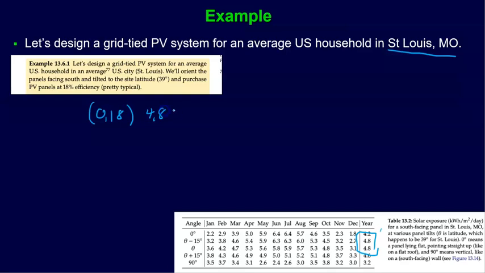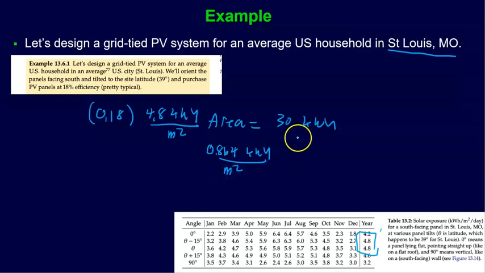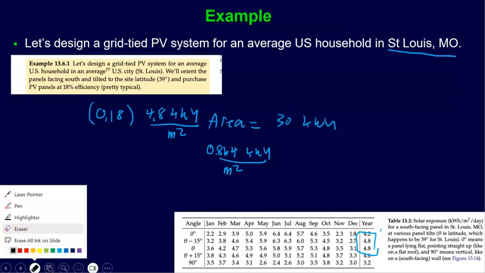Again, we'll take this number, the 4.8 kilowatt hours per meter squared. And we want to find what area I would need for my house in order to meet my energy needs if I lived in St. Louis. So we set this equation up. 0.18 times this gives me a number of 0.864 kilowatt hours per meter squared. This is again per day. Both of these numbers are per day. It's our energy use per day. And then we just define that area.